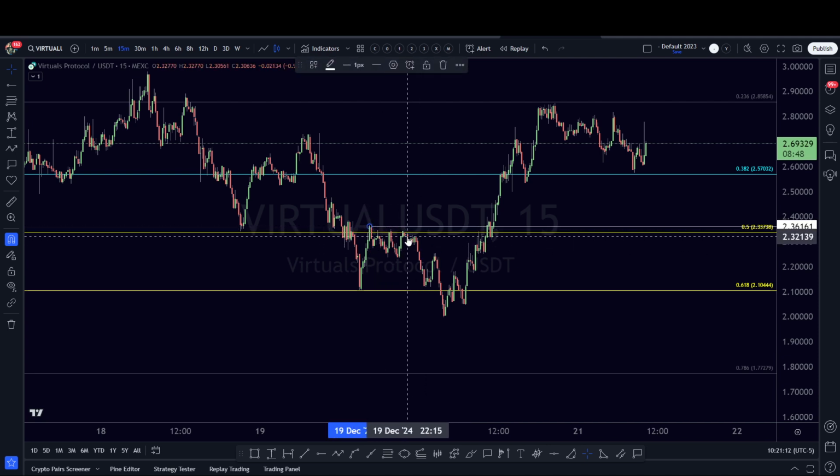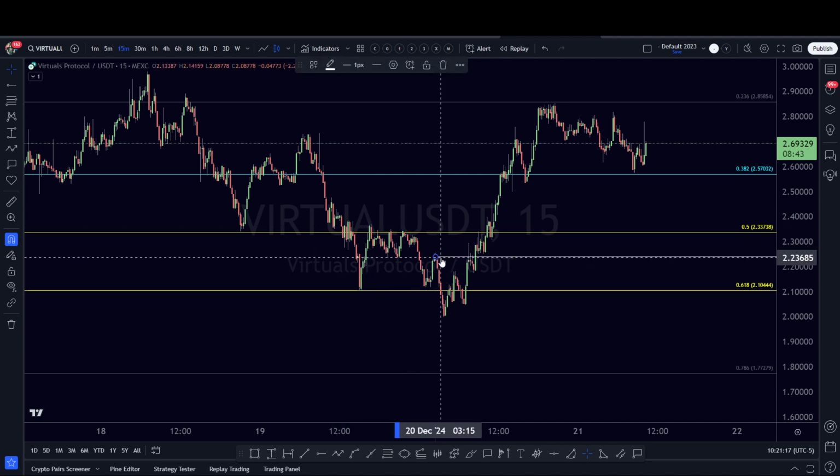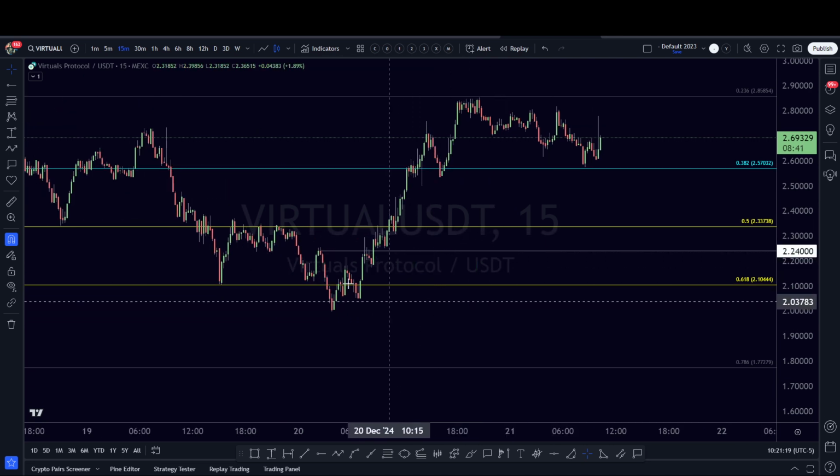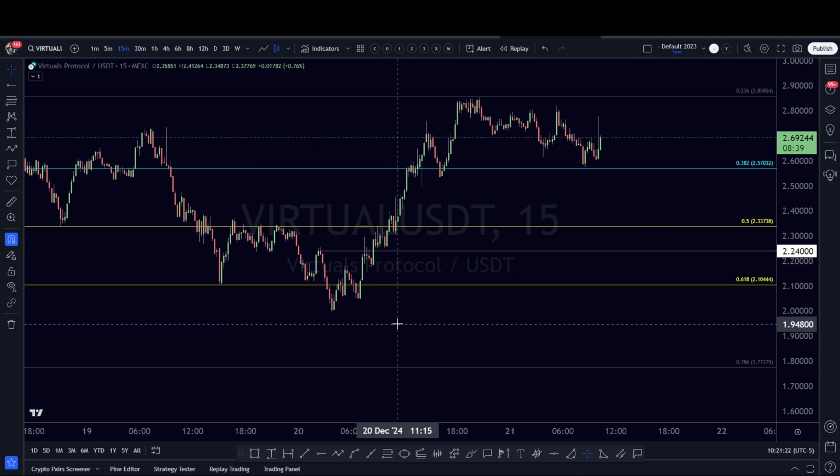And then it's doing all these ups and downs, comes down here, creates this one. Okay, once it breaks this level, I can enter. But it can continue coming down until it breaks that level.